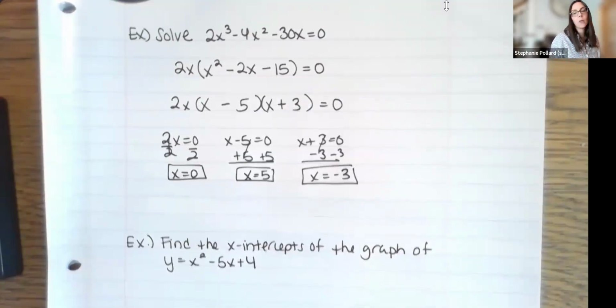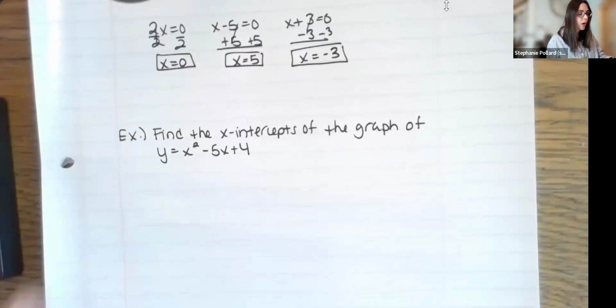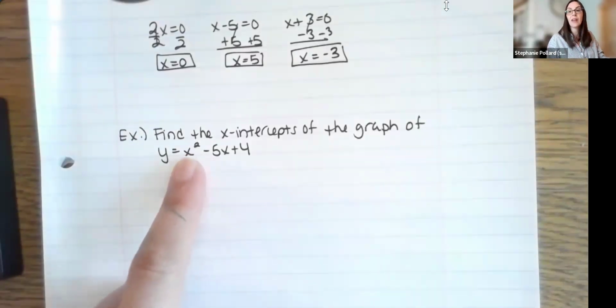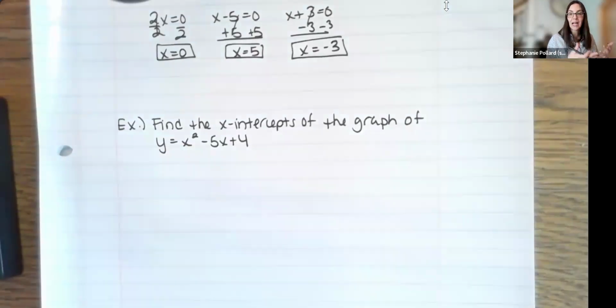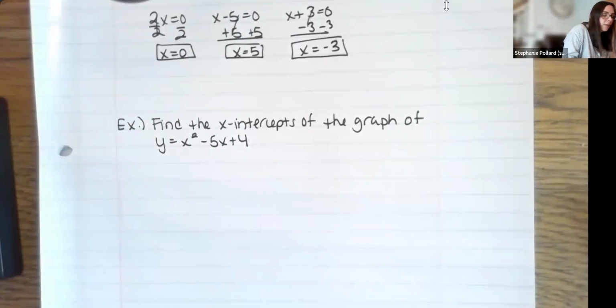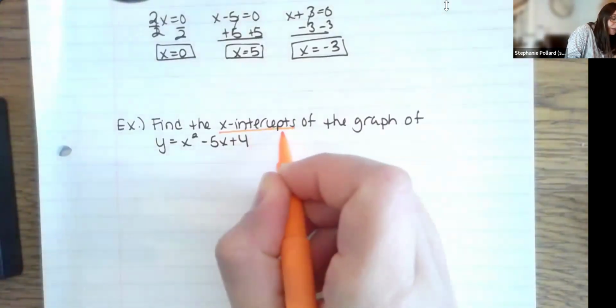Now, the last example I want to do does take us back to a quadratic. You do have a square there, but it's more of an application problem. So factoring to solve equations is actually really helpful in lots of scenarios. And here's another one. It says, find the x-intercepts of the graph of y equals x squared minus 5x plus 4. So the first thing you want to remember is, well, what is an x-intercept?